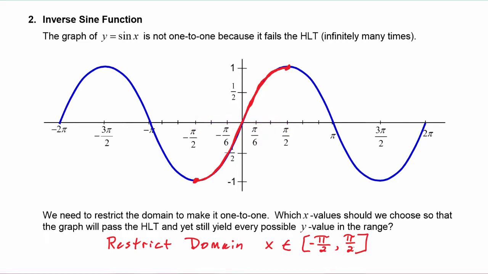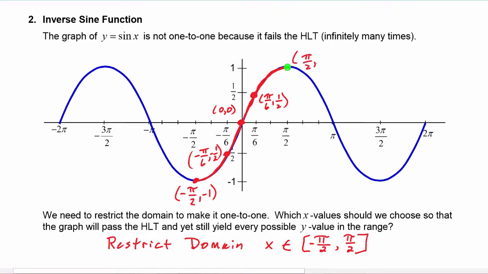To help us create the graph of the inverse sine function, let's name some points on this section of the graph that we're using. We know that this point right here has the coordinates -π/2, -1. Also, an easy point to name here is -π/6, -1/2. Here we have 0, 0. Here we have π/6, 1/2. And finally here we have π/2, 1.